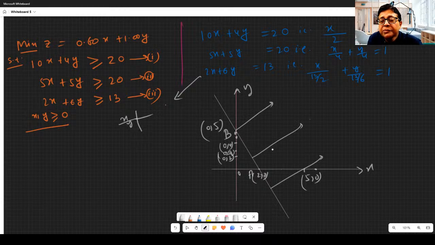Okay, initially you can draw. Now this one 4, 0 and this one 0, 4. So we will take a line through 4, 0 and 0, 4. Okay, this is CD, C and D. And the last one 13 by 2 and 13 by 6. Achha, region will be again away from origin. For the blue one also away from origin. CD.